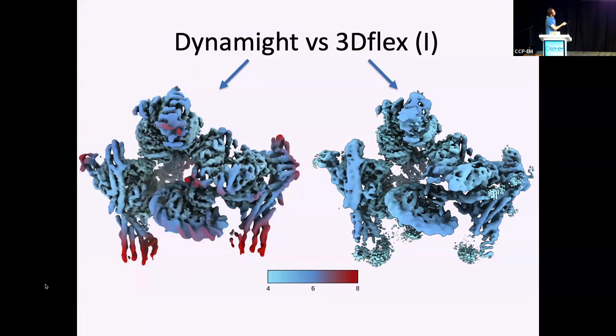So you can see that the local resolution estimates in the 3D Flex map are considerably better than those in the DynaMight map. However, if you now look at the actual densities, you start to see what that actually means. This nucleosome has quite good local resolution, but there are no major and minor grooves, whereas here I have much lower local resolution, but I can clearly see features.